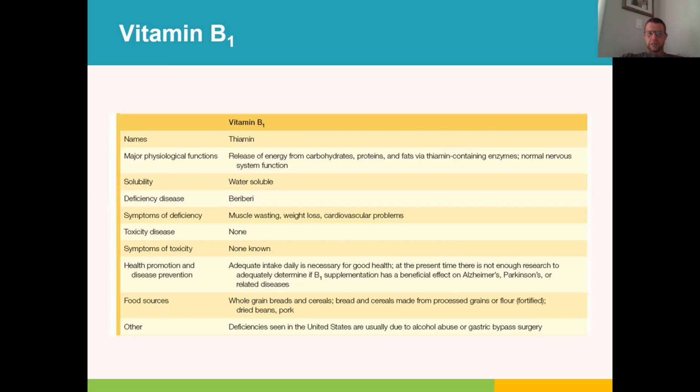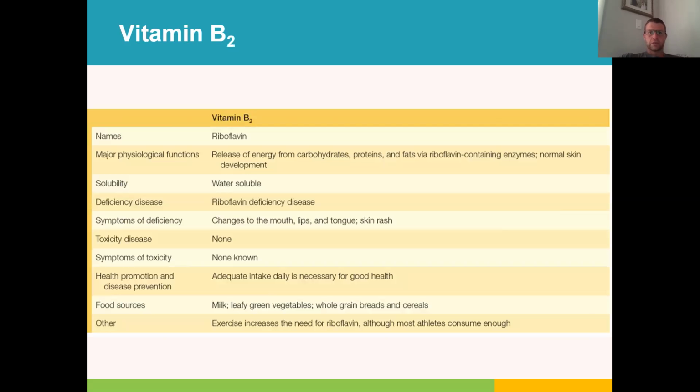So again, we get them from a lot of the same foods that have a lot of carbohydrates, minus the pork. So that's where we get a lot of B vitamin. Other sources: deficiencies seen in the U.S. are usually due to alcohol abuse or gastric bypass surgery.